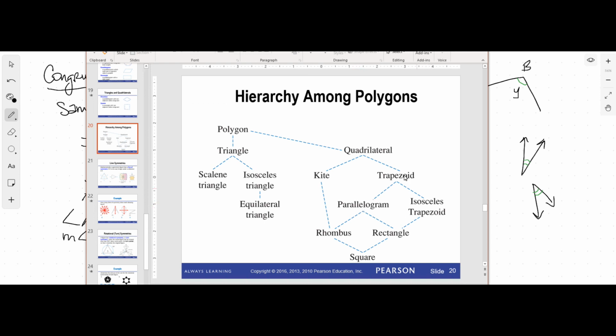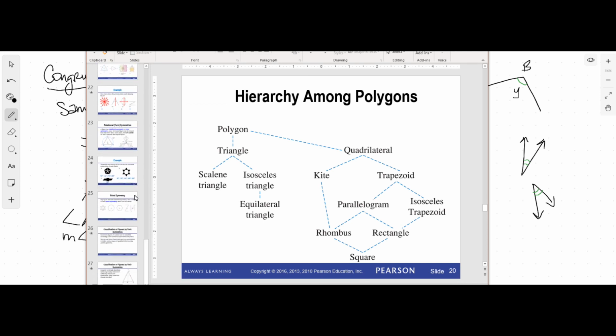And then it goes from there. If you have questions about this hierarchy, if you feel like you don't understand why the rhombus is underneath the kite and underneath the parallelogram, talk to me about it. I'd love to go over that with you. I'd love to talk about it.